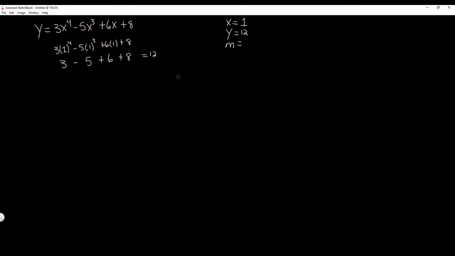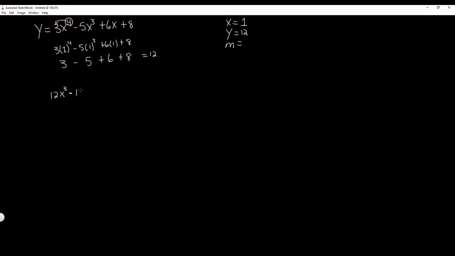Okay, so now we need to find the slope. And to do that, we're going to have to take the derivative of our function, and from there, plug in our x to find our slope. So we have to use the power rule for the majority of these, actually for all of them. So we're going to take our exponent 4, and multiply it by 3, and then subtract 1 from our exponent. So that is going to be 12x cubed minus 3 times 5 is 15, and then we subtract 1, so our exponent will be x squared.